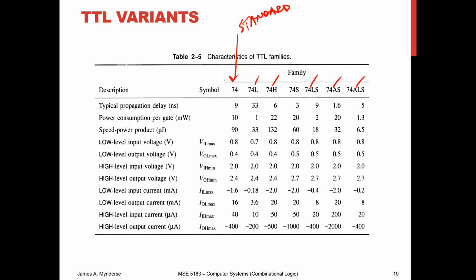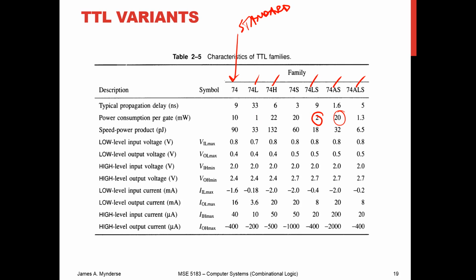So as you go through these, let's see here. In terms of the power consumption, you can see that the low power uses only 1 milliwatt per gate. The low power Schottky uses only 2. Compare that to the advanced Schottky using 20. So it's substantially lower power.